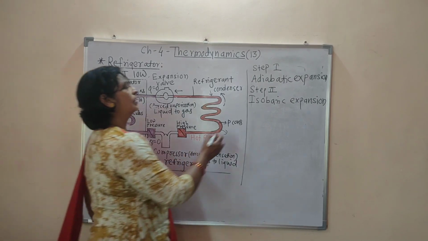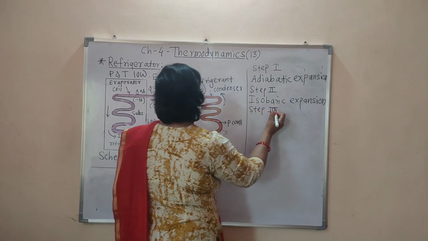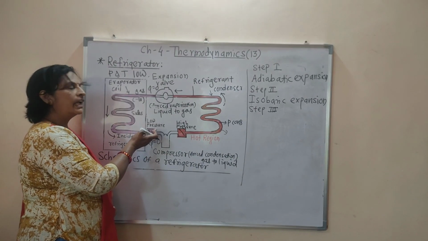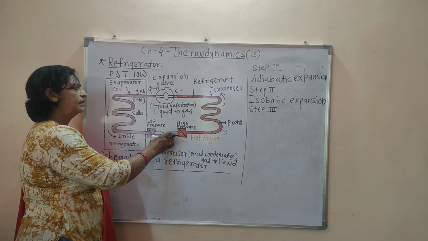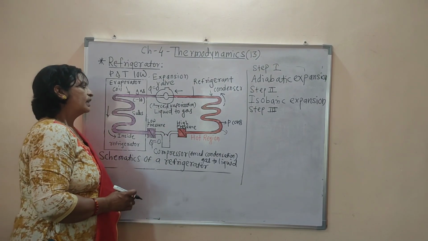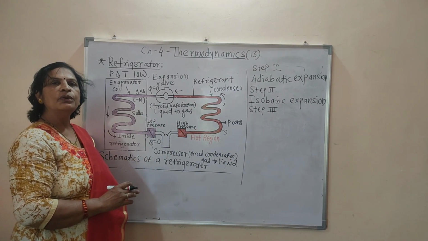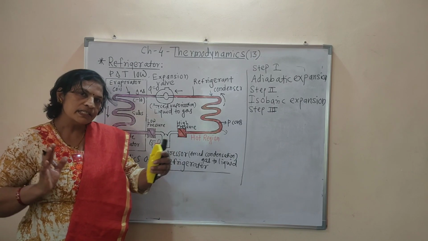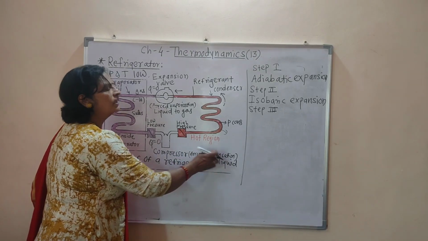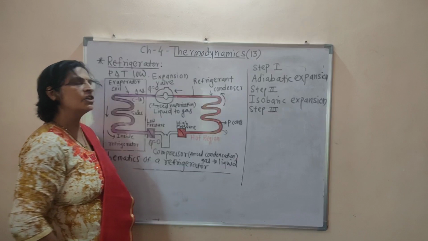Then the third step. Now this gas comes outside the refrigerator. Then the compressor is there. With the help of the compressor, this low pressure gas is compressed, and at that time there is a forced condensation. Means with the help of the compressor, forced condensation takes place.